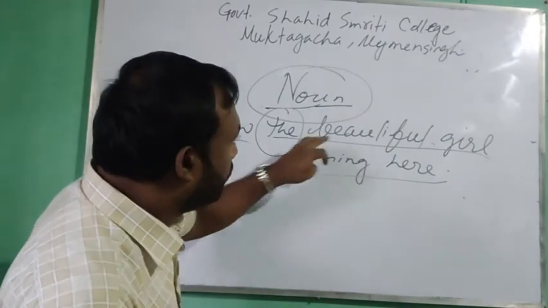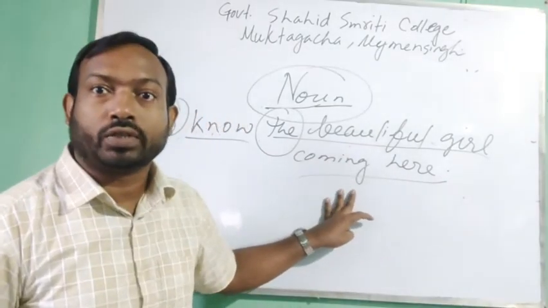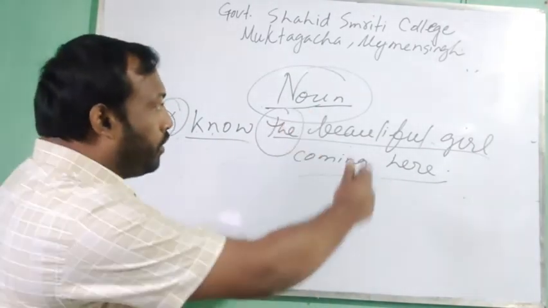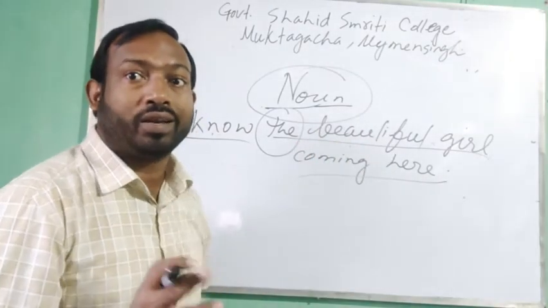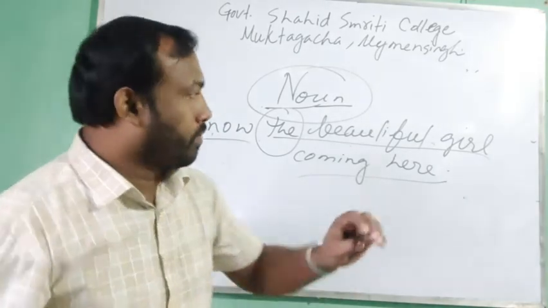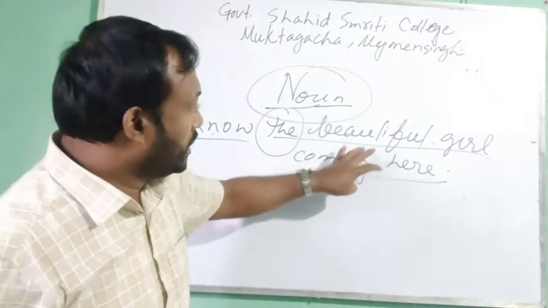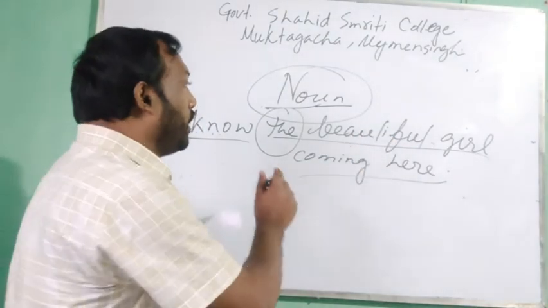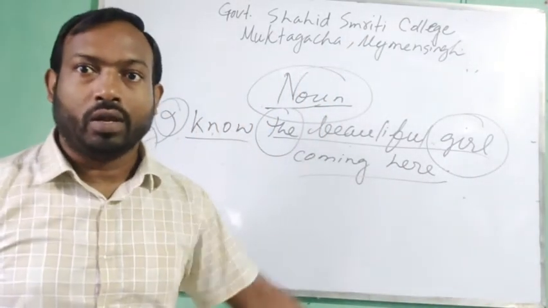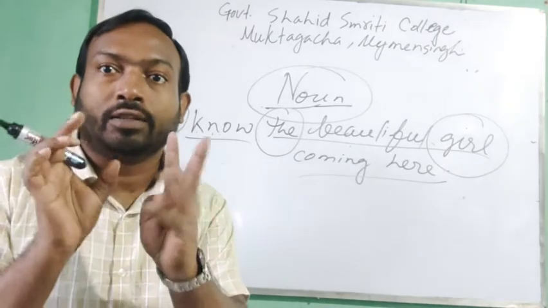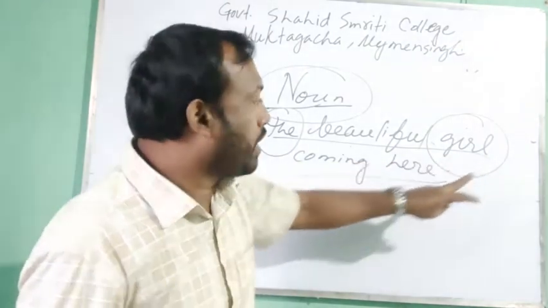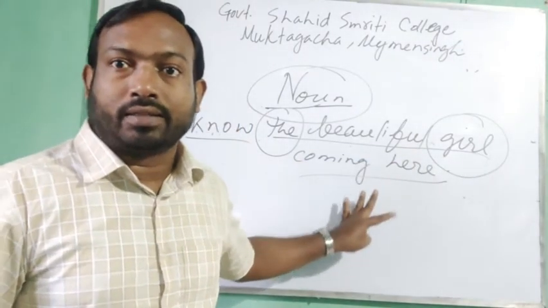So here, the beautiful girl coming here, this phrase also starts with the determiner the. Therefore, the phrase is a noun phrase. So what are the constituents? What are the elements that actually comprise the noun phrase here? So here the phrase is actually talking about girl. So girl is the head word. I mean the phrase actually is about a girl, and other words tell more about the girl.